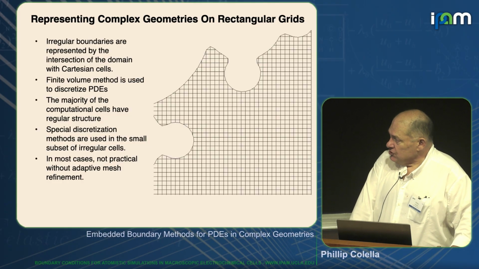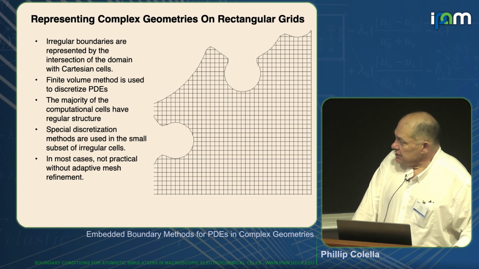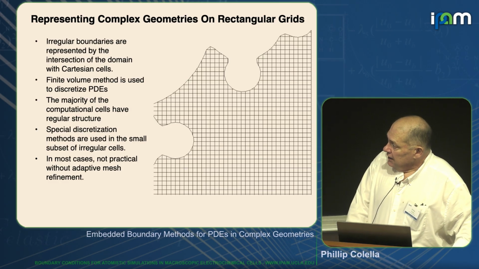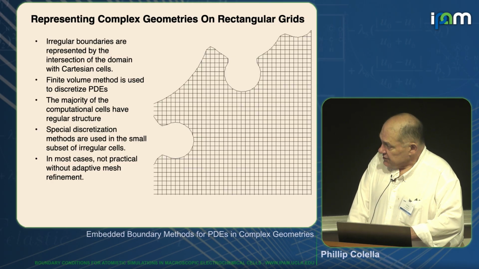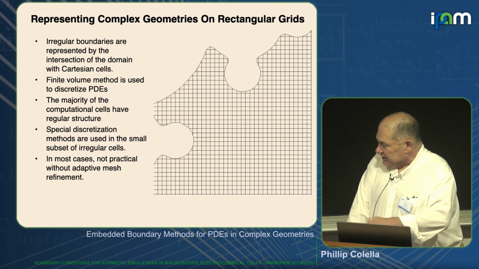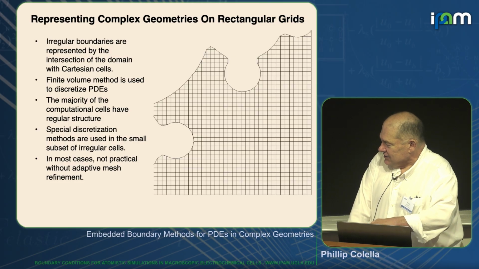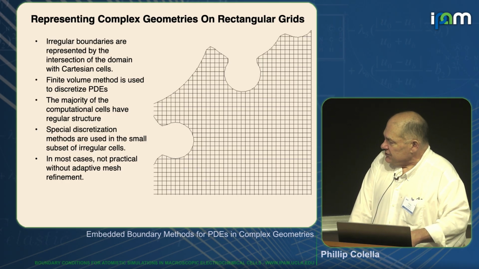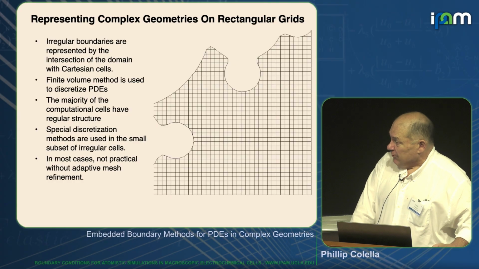How do you represent irregular geometric regions on rectangular grids? Irregular boundaries are represented in this method by the intersection of your irregular domain with Cartesian cells. So here we have a rectangular grid, and you have some irregular boundary here, and this side is the side that you're computing on. So you end up with a bunch of things that mostly look like rectangular control volumes, but in other places they're subsets of boxes.